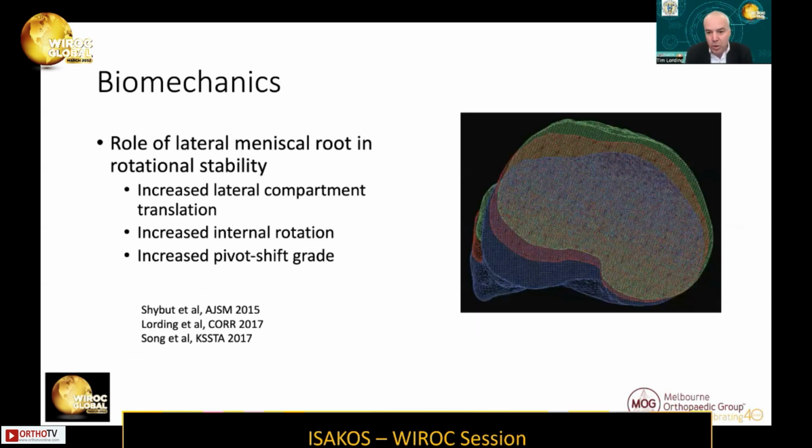Further studies have also highlighted the importance of particularly lateral meniscal root tears in rotational instability of the knee. Root tears lead to increased lateral compartment translation, increased internal rotation, and an increase in the grade of a pivot shift.